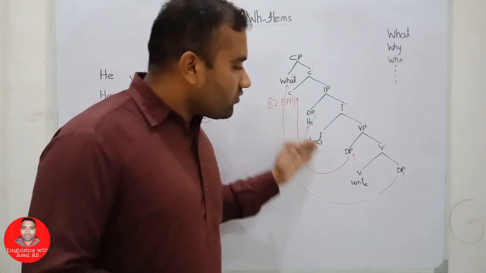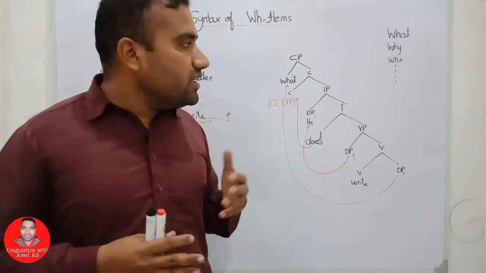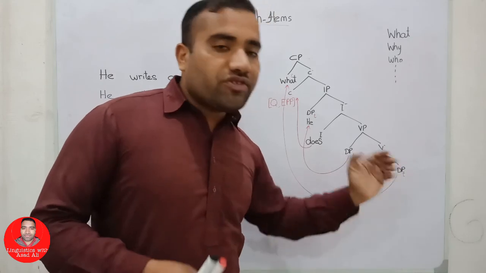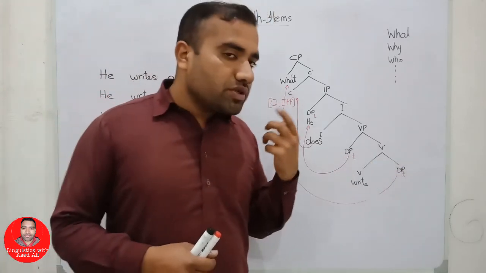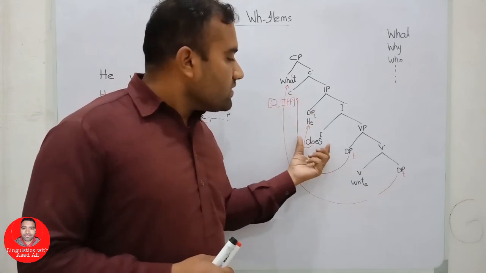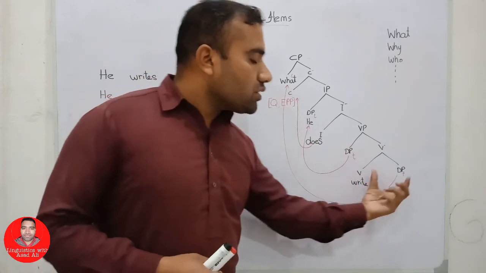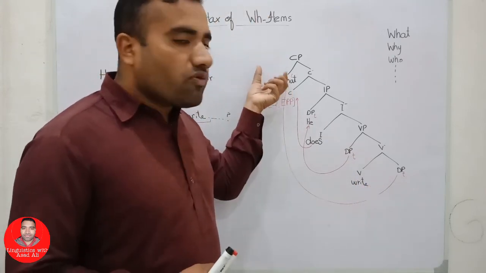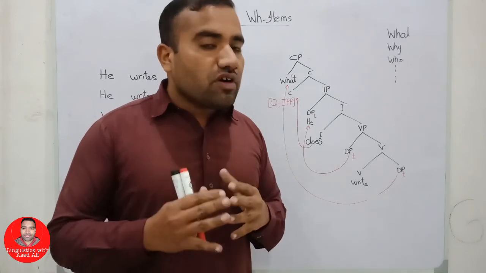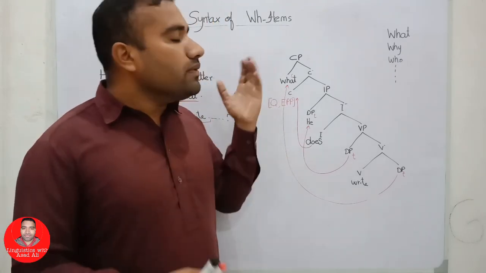And this is the structure of the WH items, and in this way we can generate the WH questions. And if we generate the WH question, we can say that the WH question takes the auxiliary at the head position, and the WH question will remain at the fronting position, at the specific position of CP. This is our solution, that we are providing you the syntax of WH items.